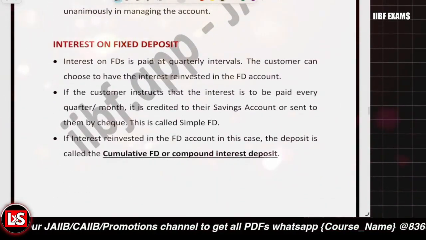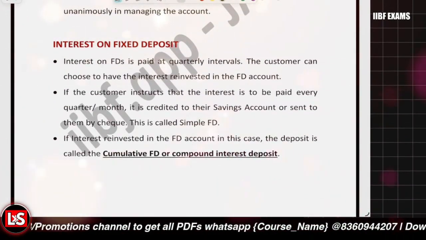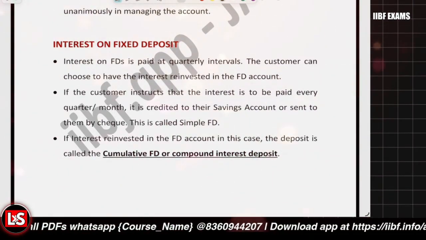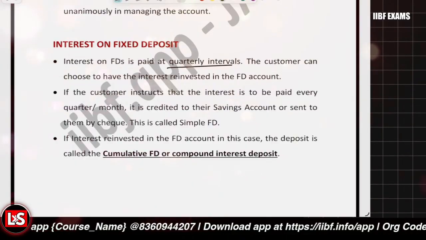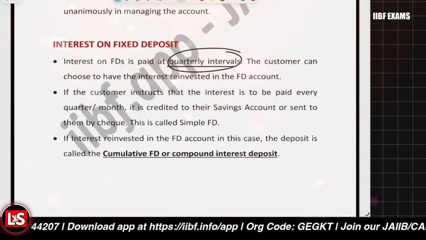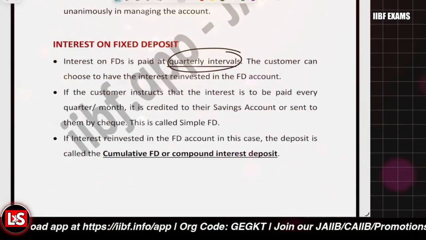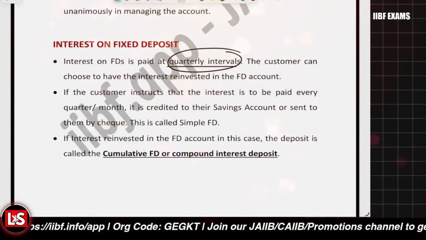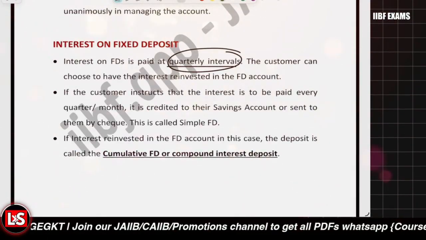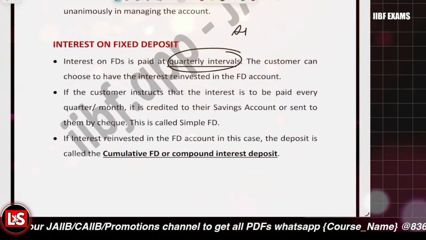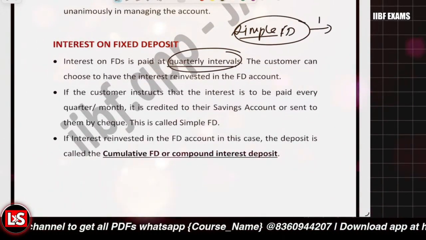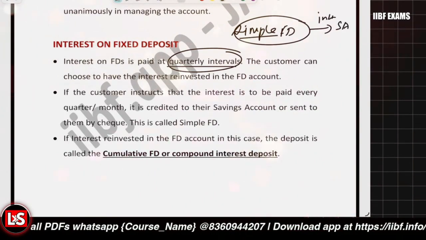Further, it's about the interest on the fixed deposits. Interest is generally paid at quarterly intervals, but in today's scenario there are also schemes where banks pay monthly interest to customers. So it can be paid monthly or quarterly. When it's a simple FDR, the interest will be credited to the savings account, right?